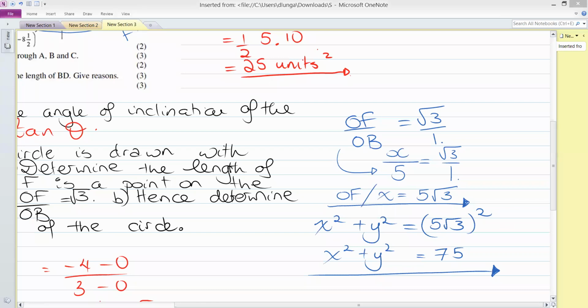Yes. So Zoe, for angle of inclination, you only add 180 if you have a negative.